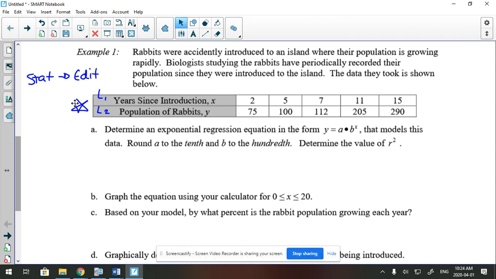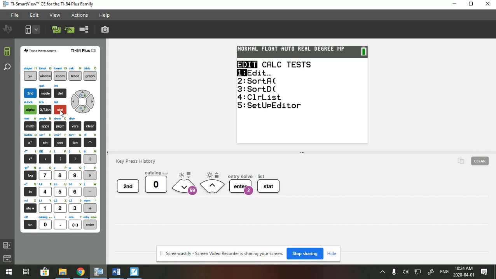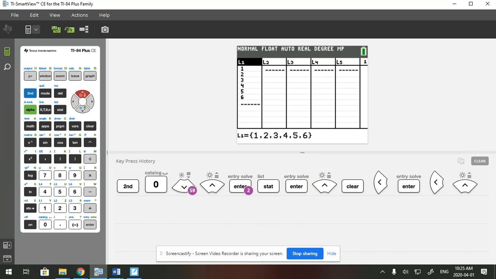And this is how we're going to enter it into our calculator. So we're going to go to the Stat button and hit Enter on Edit. Oh, I already have some stuff in my list, so I better clear those off. To clear your list, you can just scroll up to the top, highlight the top, hit Clear, and then Enter, and it clears the whole list.